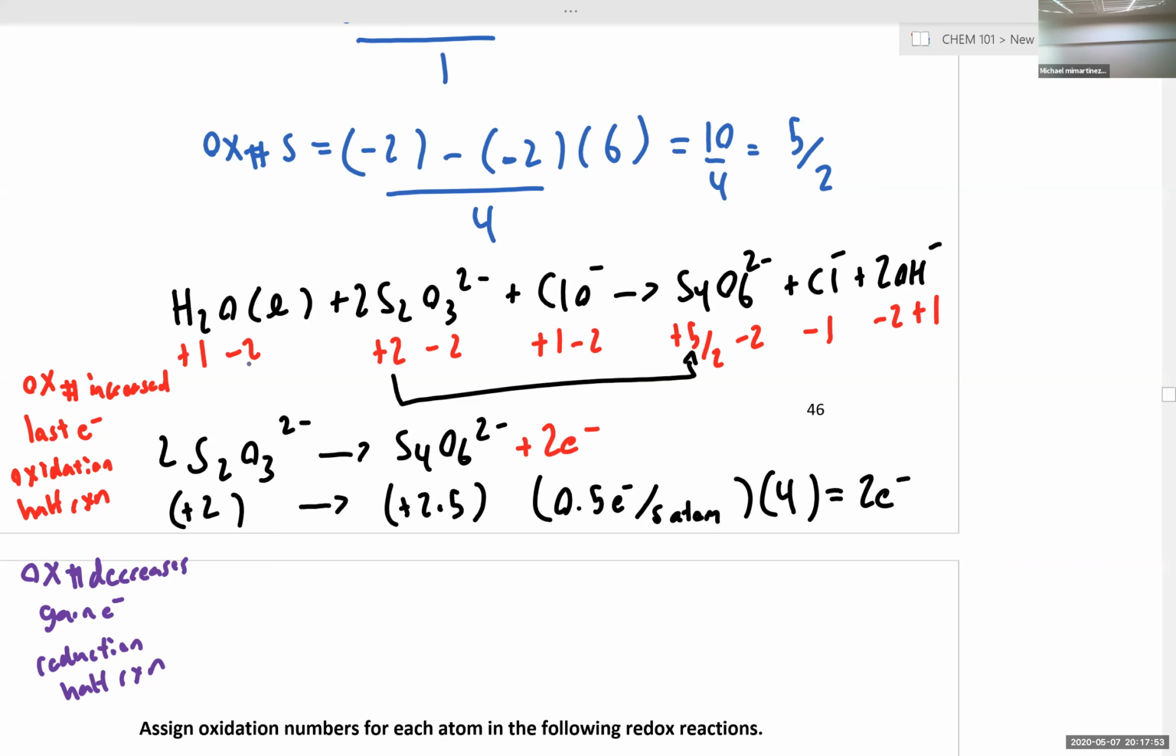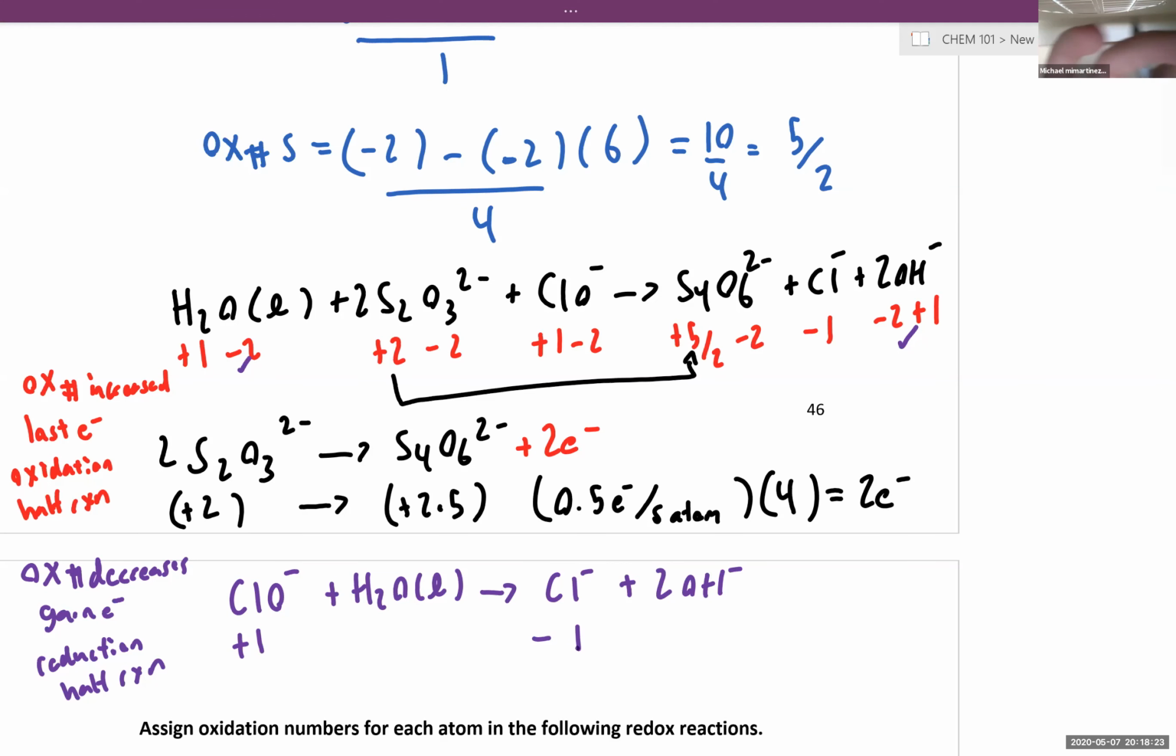So let's go through. Oxygen, 2 and 2. I see a lot of people typing chlorine, exactly right. So we're going to put both species that have chlorine into our half reaction. And our chlorine went from +1 to -1.